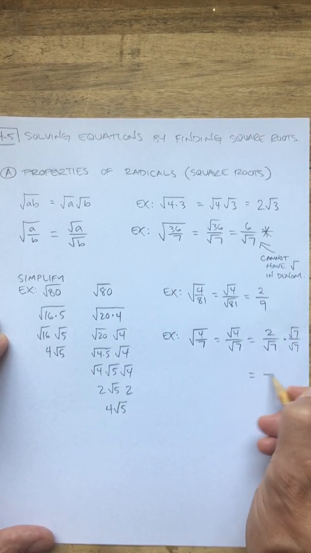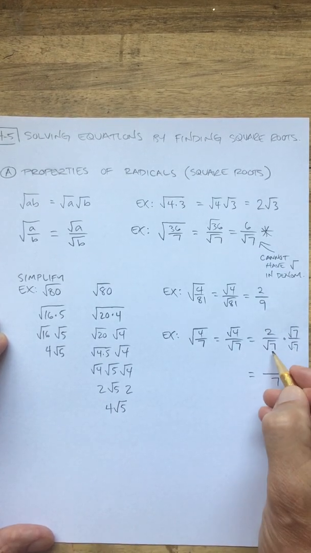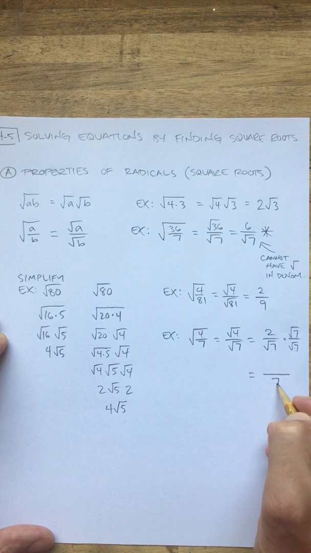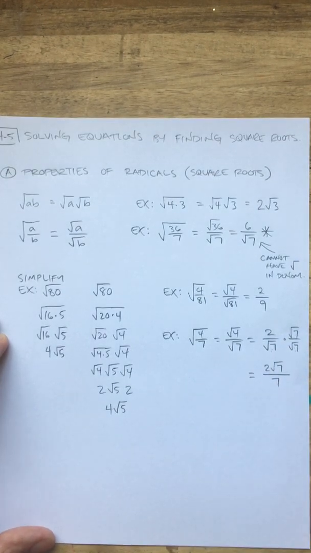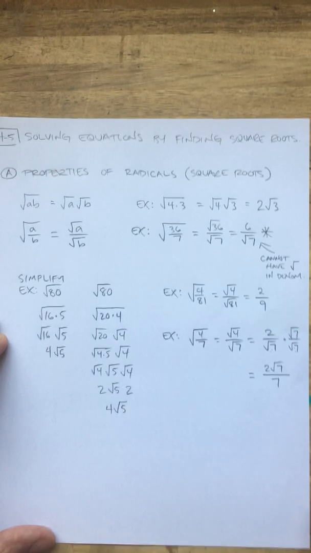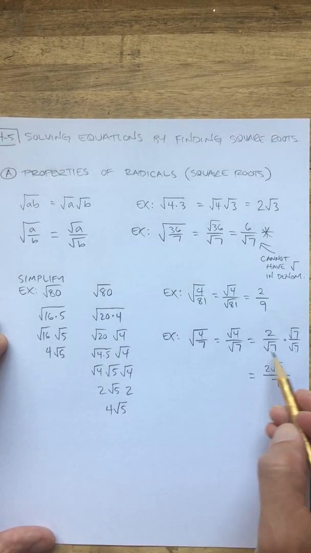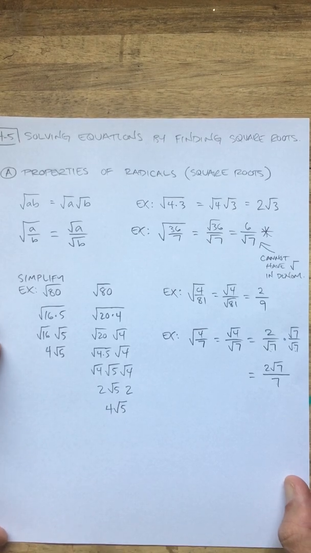And then this equals, in the denominator, square root of 7 times square root of 7, which is just 7, because that's really the square root of 49, which is 7. And then in the numerator, we get 2 radical 7, okay? Basically, though, if you just see two of these same things, you get that without the radical.